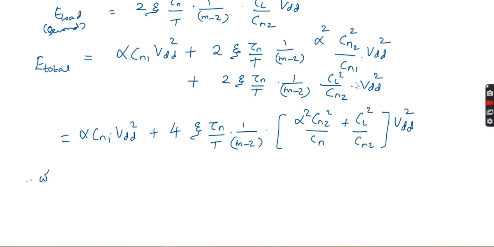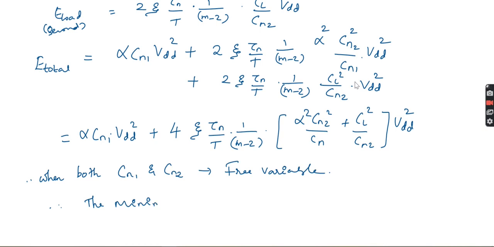Now you can say when both the Cn1 and Cn2 are free variables. The Cn1 is a free variable for the second stage. Okay, so now what we'll do, let us find the minimum total energy dissipation.